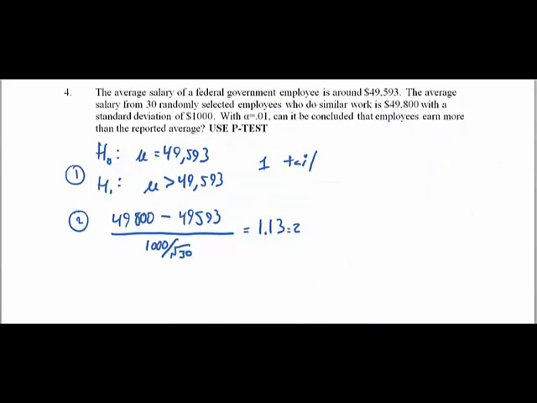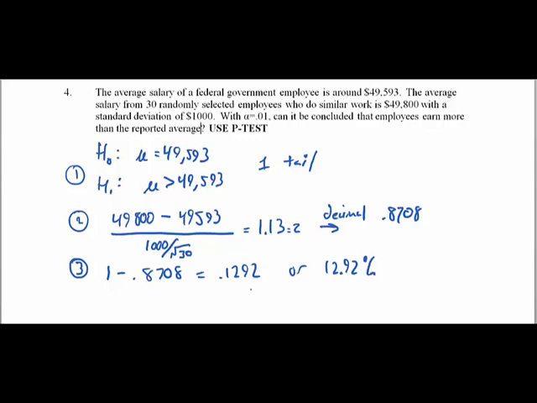So on step number 3, we're going to find that since the decimal is 0.8708, we notice that 0.8708 is higher than 50%. So we're going to subtract this from 1 and get the complement of this, which is going to be 0.1292 or 12.92%. So step 4 is to check to see if 12.92% is smaller than our alpha.